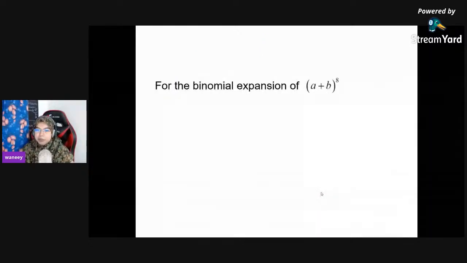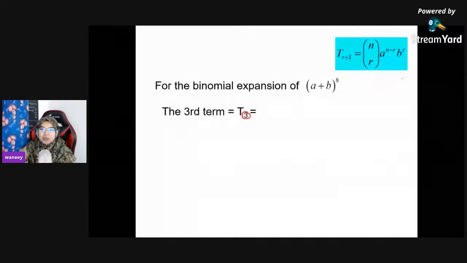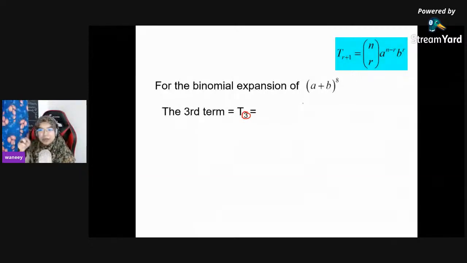Okay, so for the binomial expansion of a plus b to the power of 8, the third term, so this is T3, the third term. So if you refer to the formula, T(r+1) is nCr, a to the n minus r, b to the power of r. So that means for the third term, T3, if you compare over here, your r should be equal to 2 because 3 is equal to r plus 1. That means r must be equal to 2. So whenever we see r, we have to substitute them with 2.